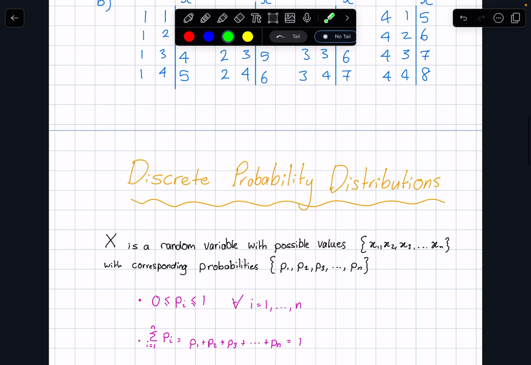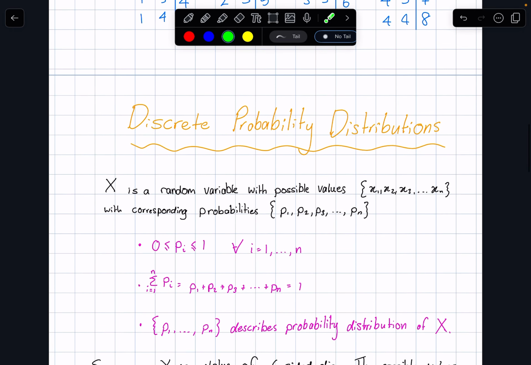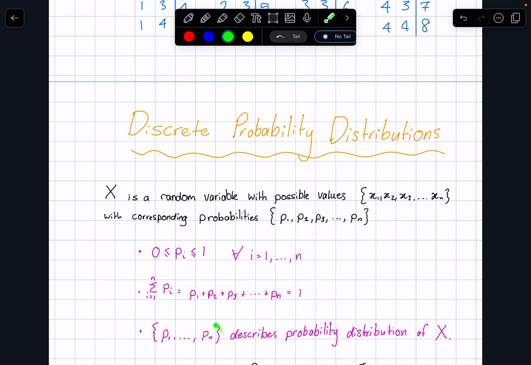Now, the sum of all of the probabilities in the distribution must add up to 1. That means if something's going to happen, essentially one of the values will be taken. So we've got to make sure all our probabilities add up to 1. And finally, the set of probabilities for each value describes the probability distribution of my random variable x.